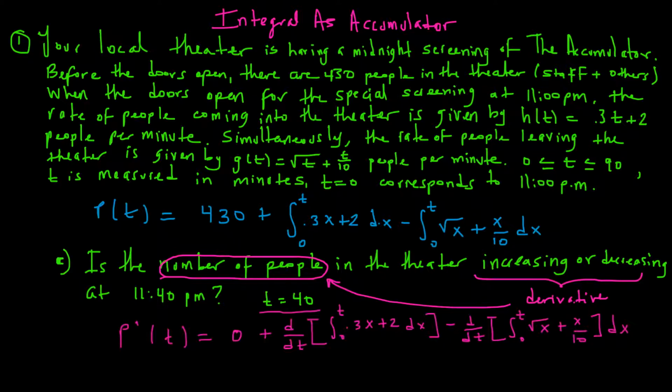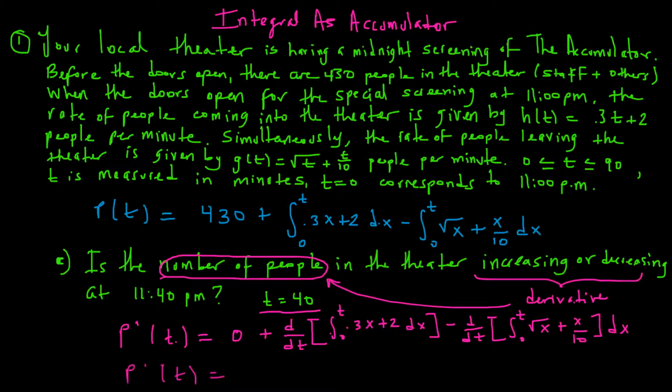This is just a very long way of saying I want the derivative of those pieces, and of course the derivative of 430 is equal to 0. But what does this remind you of? The derivative of the integral. This is the fundamental theorem. So let me write the simplified form.